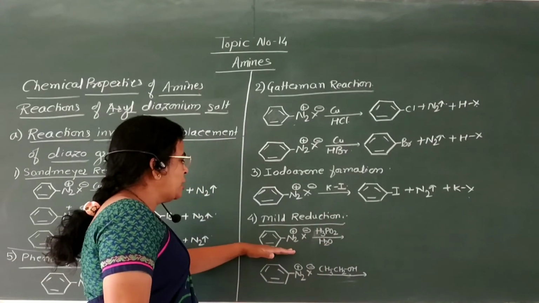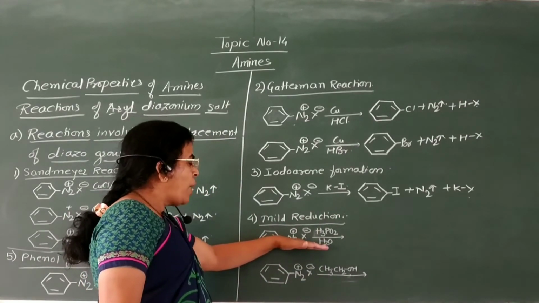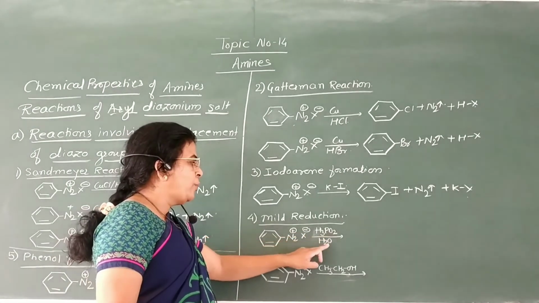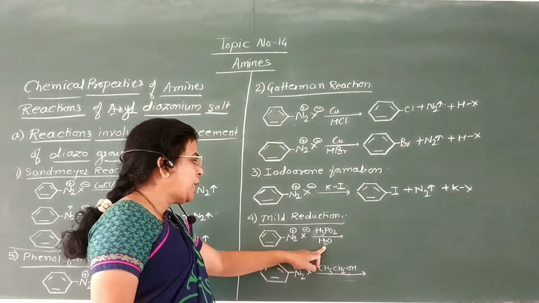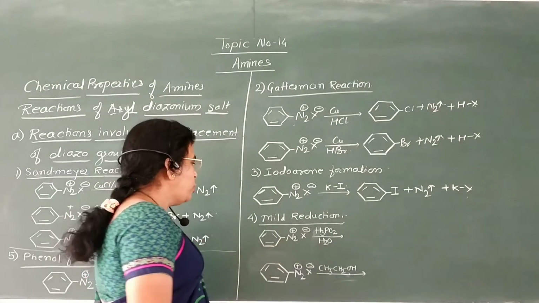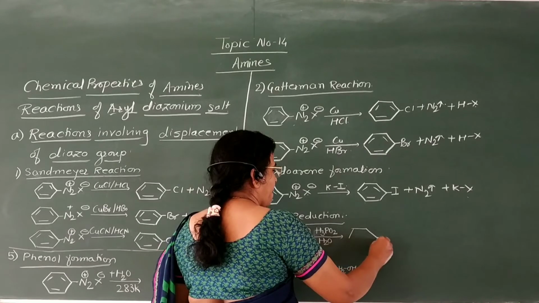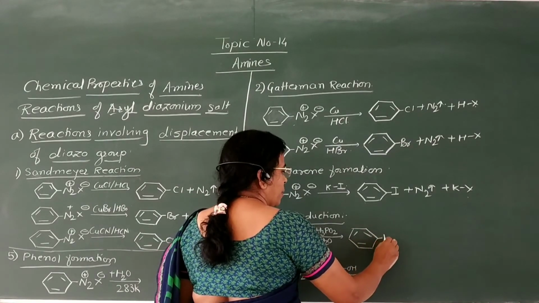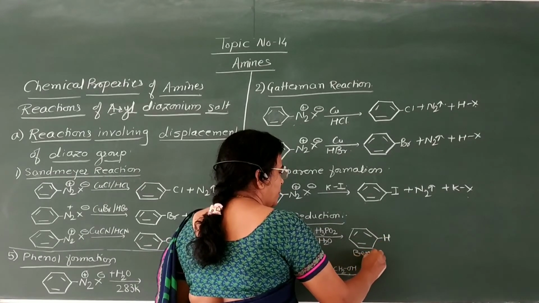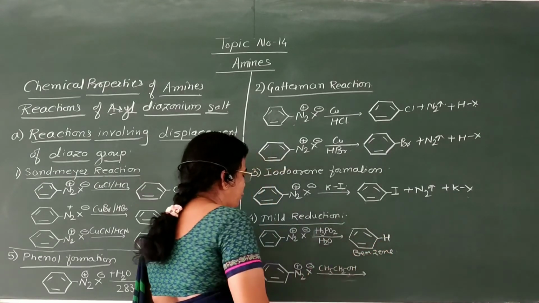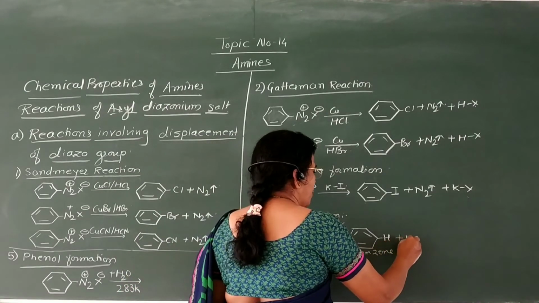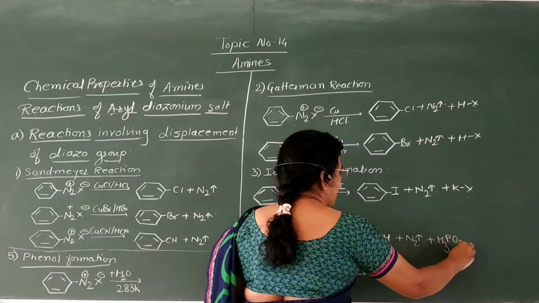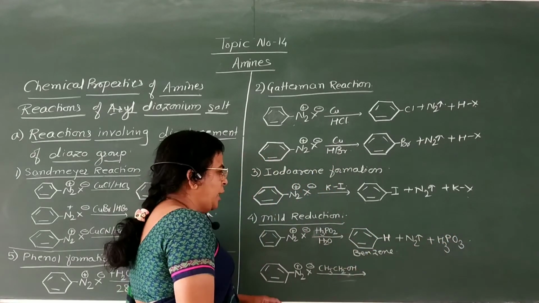Then mild reduction of this aryl diazonium halide. Now this aryl diazonium halide undergoes mild reduction into benzene using this H3PO2 followed by hydrolysis, that is, in presence of H2O, to form this benzene, that is C6H6, plus N2 plus H3PO3. Formation of H3PO3 takes place.